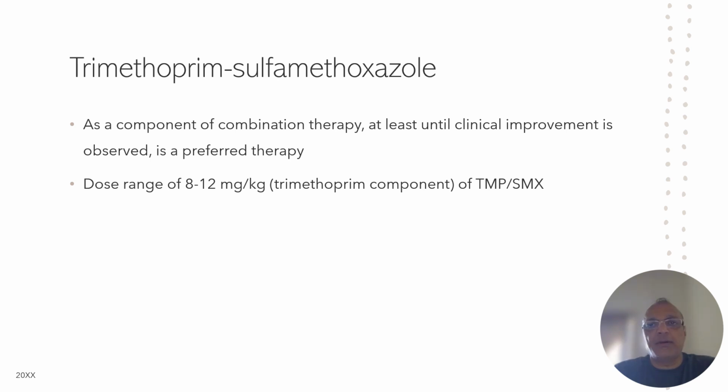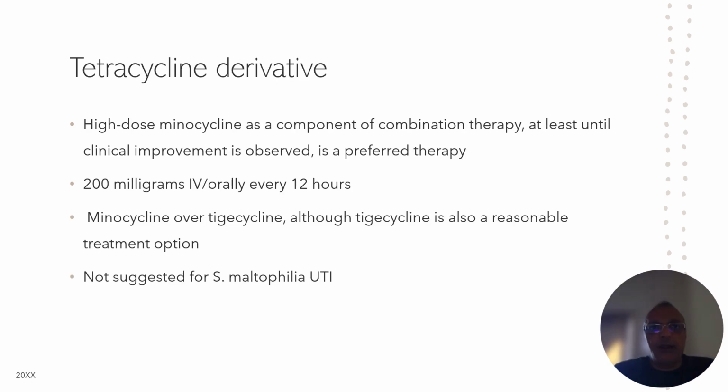Tetracycline derivatives, which include minocycline and tigecycline, are also preferential therapy, and out of these two antibiotics, high-dose minocycline is preferred over tigecycline. These antibiotics are not suggested for UTI due to this organism. The dose of minocycline is 200 mg intravenously or orally every 12 hours.